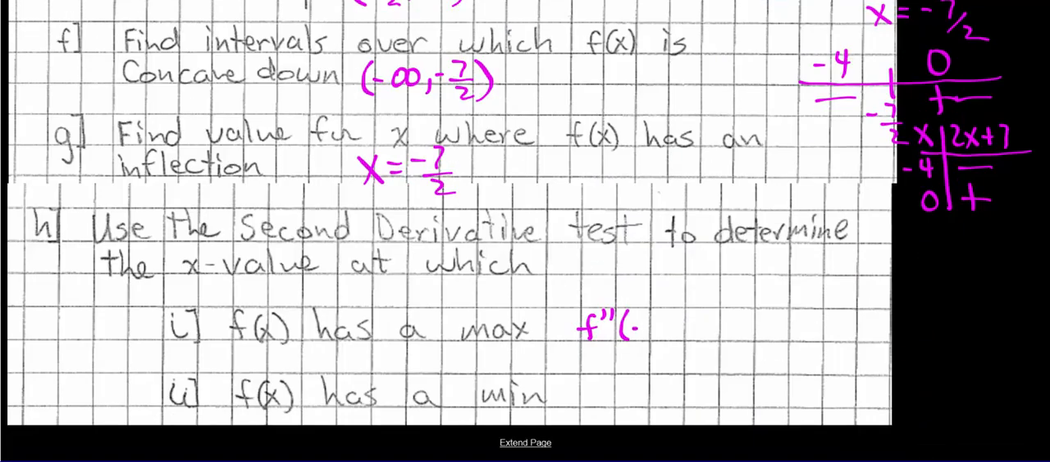So I plug in a -2 and I plug them in here into the second derivative. Now that gives me a number bigger than 0. That corresponds to a min, okay? Now over here, I plug in the -5. That gives me a number less than 0, which corresponds to a max. So min, max, okay?